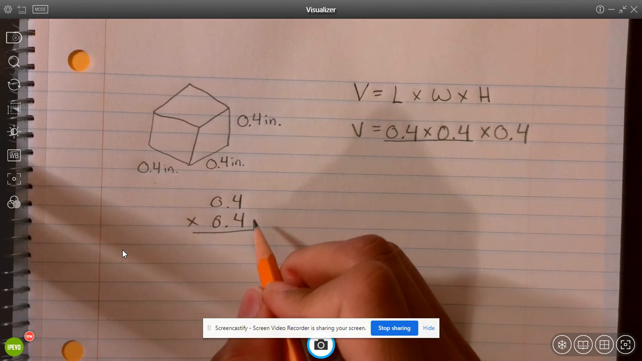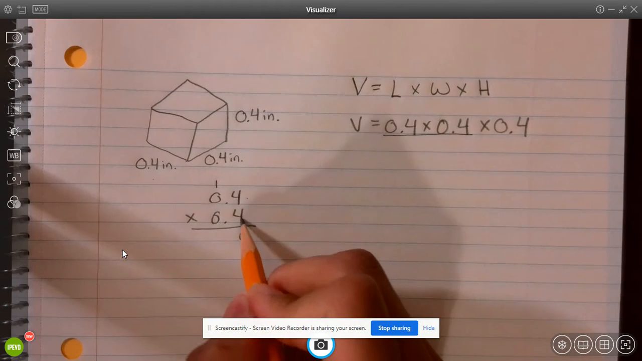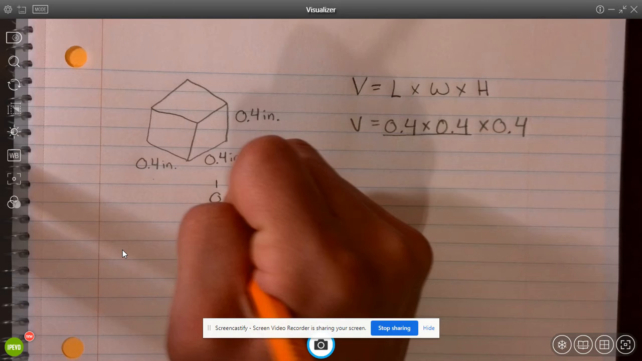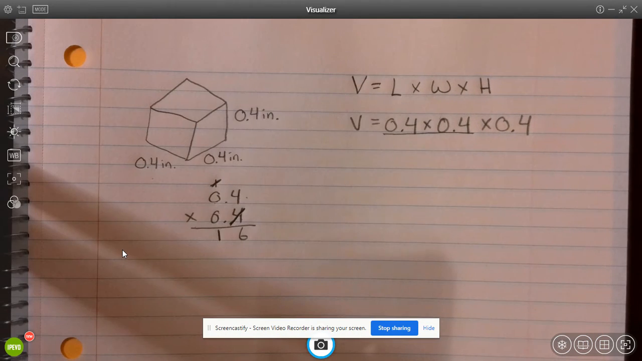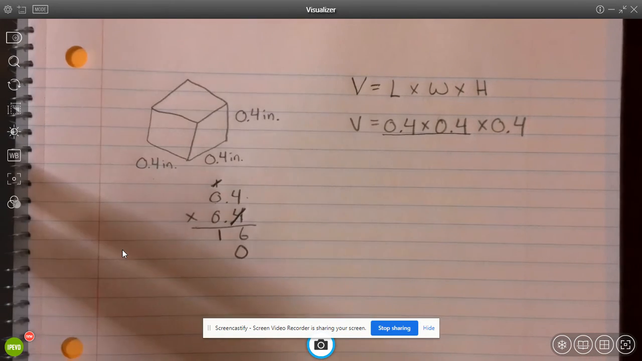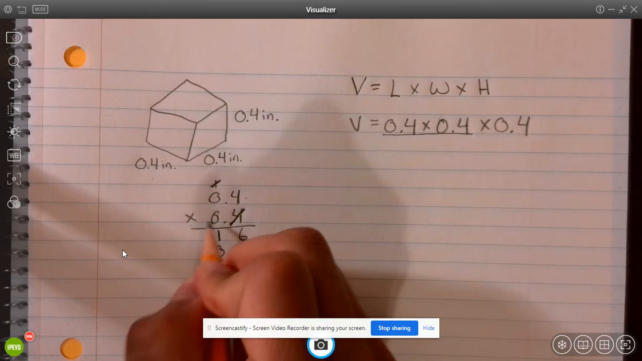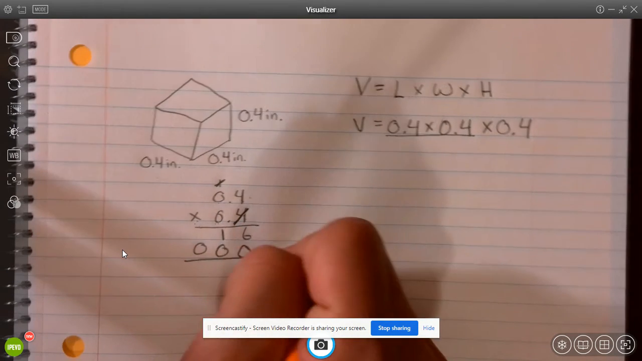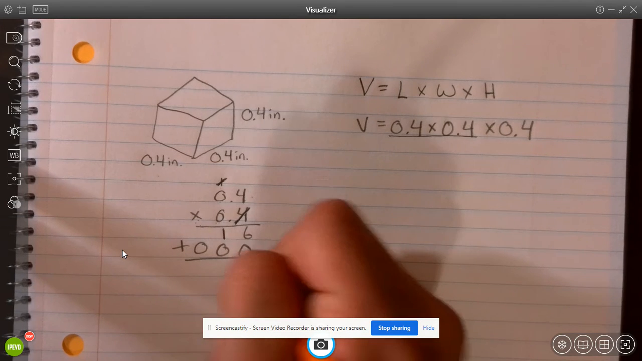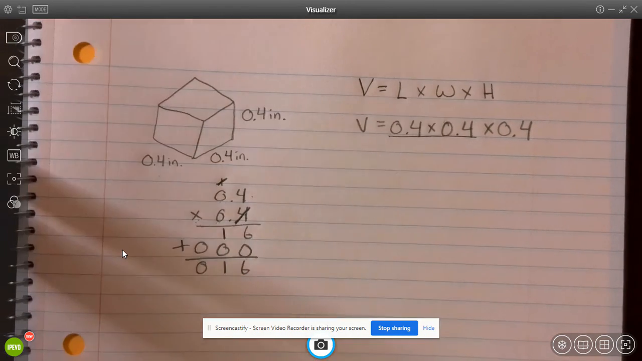Okay, 4 times 4 is 16. Carry your 1. 4 times 0 is 0 plus 1. I'm done with the 4. I'm done with the 1. I can cross them out. Make sure you put that placeholder. 0 times 4 is 0. 0 times 0 is 0. Last step is to add them together. 6 plus 0 is 6. 1 plus 0 is 1. And then you can bring the 0 down.